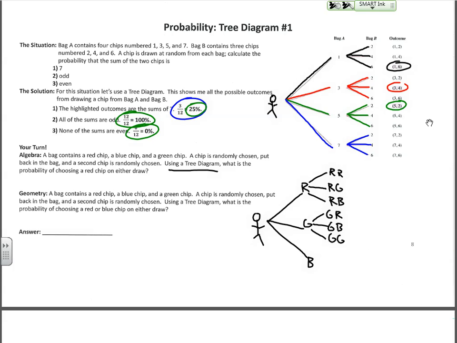Okay? And we can see which ones are successful. If we're looking for a red chip on either draw, I'm circling the successful ones there. That's what we've come up with so far. So you can finish it out here with what happens if you pick a blue chip first, what are the options for your second chip, and how many outcomes, how many are successful, etc. Okay, and finish this out.